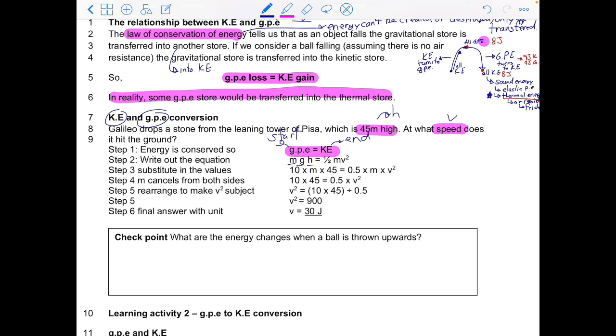We don't know our mass. We know our gravitational field strength is 10. So they've mixed these two around a little bit. So 10 is our gravitational field strength. We know our height, so we can plug that in. 1/2, we know, is 0.5. We don't know our mass, but we know our velocity.